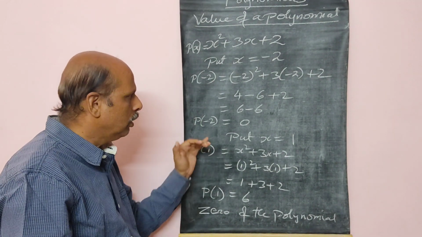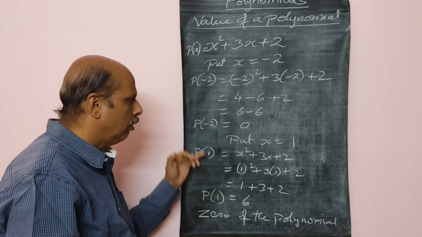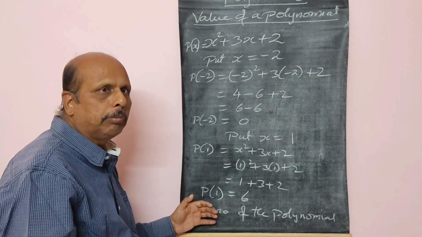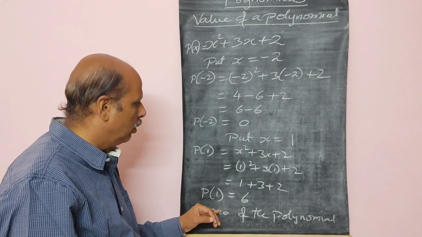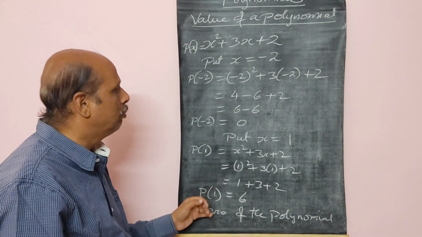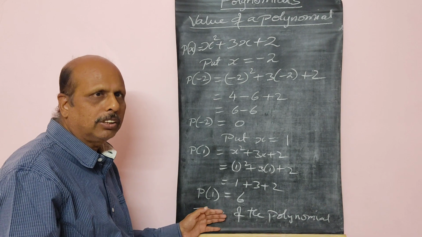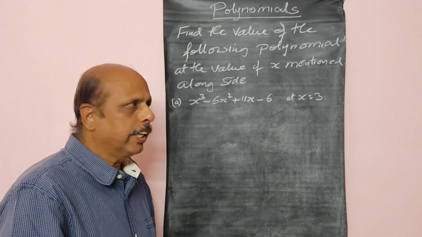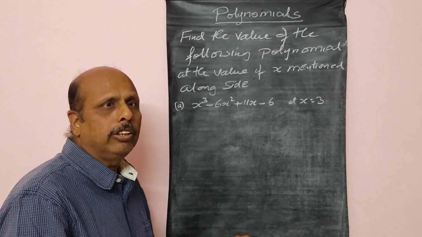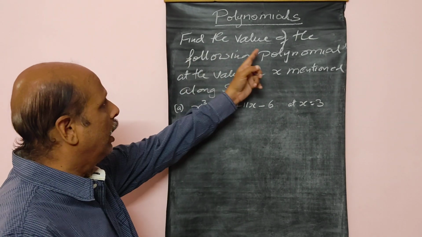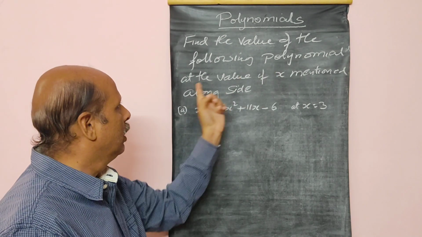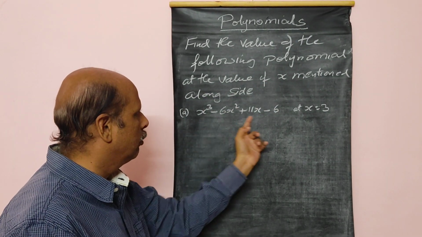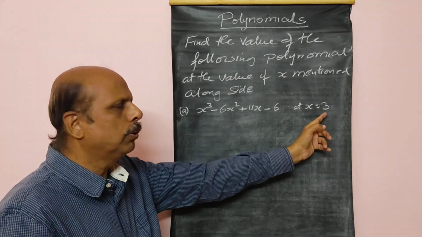Okay. So the 0 of a polynomial and the value of a polynomial are further correlated, and we get the factors and the remainders. Now we will take a few examples so that you get to know how to calculate the value of a polynomial. Okay, now we take an example to find the value of the polynomial. Find the value of the following polynomial at the value of x mentioned alongside. That means you have to find the value of this polynomial at x is equal to 3.